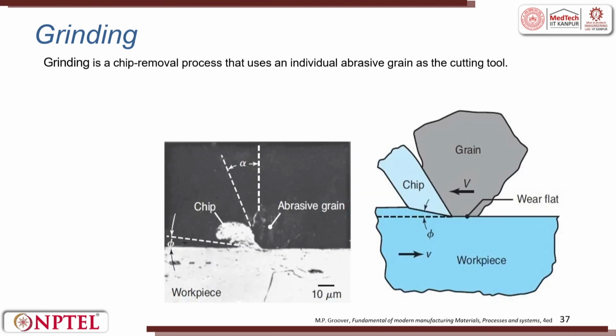Here the chip size is very small. If you look into an abrasive grain, when it comes in contact, it removes material in the form of a chip. The sharp portion gets broken and then you get a wear flat. Same phenomenon is there.